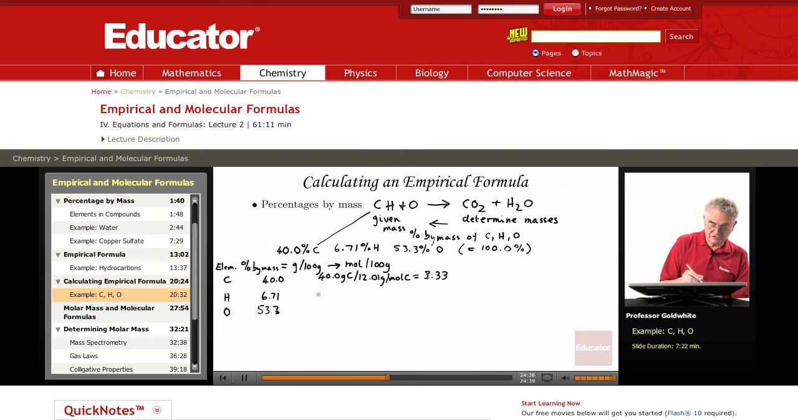6.71 grams of hydrogen divided by 1.008 grams per mole of hydrogen equals 6.66. There's beginning to be an interesting comparison between these two, which is obvious at first sight, though it wasn't at all obvious from the percentages.